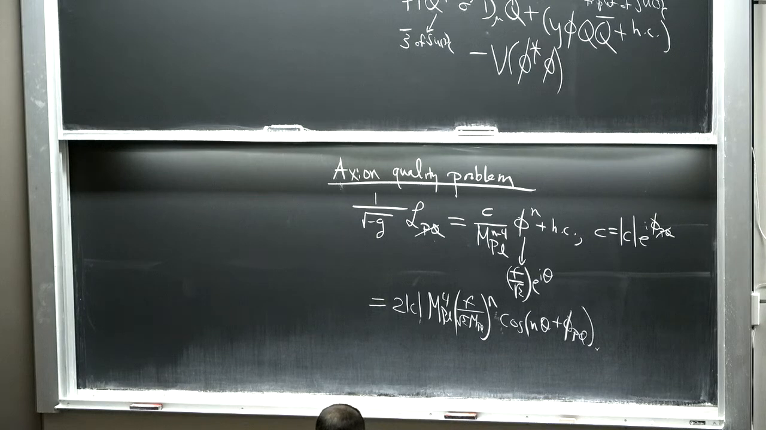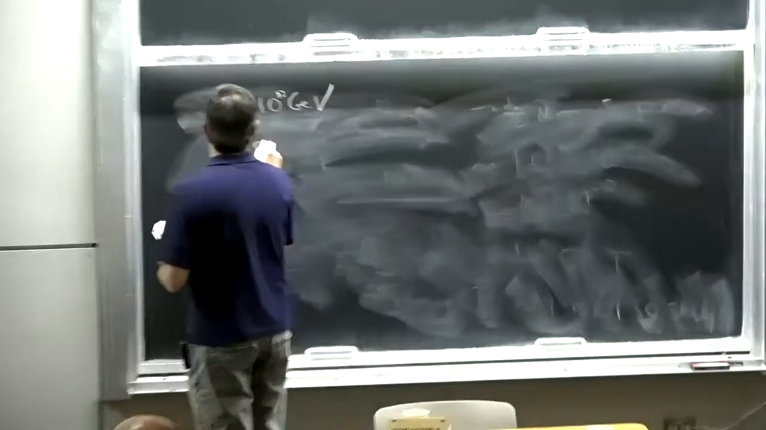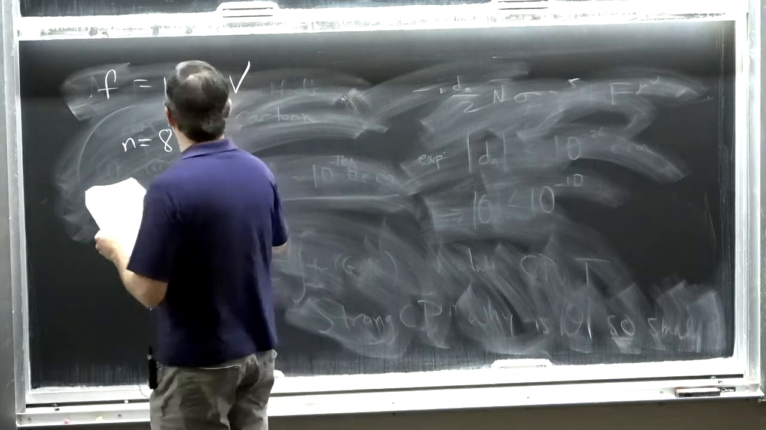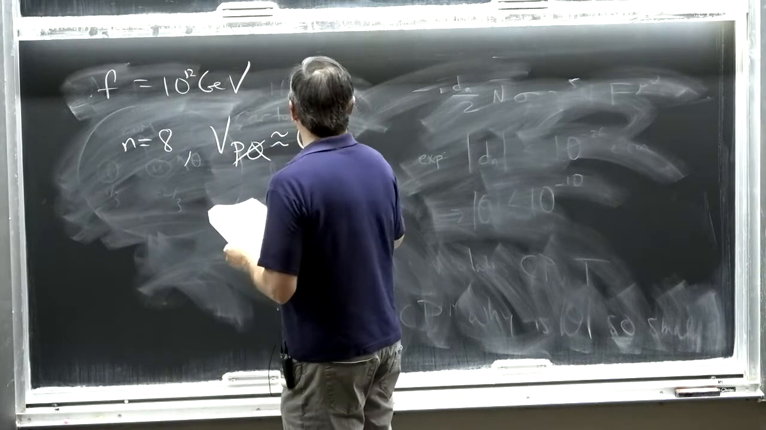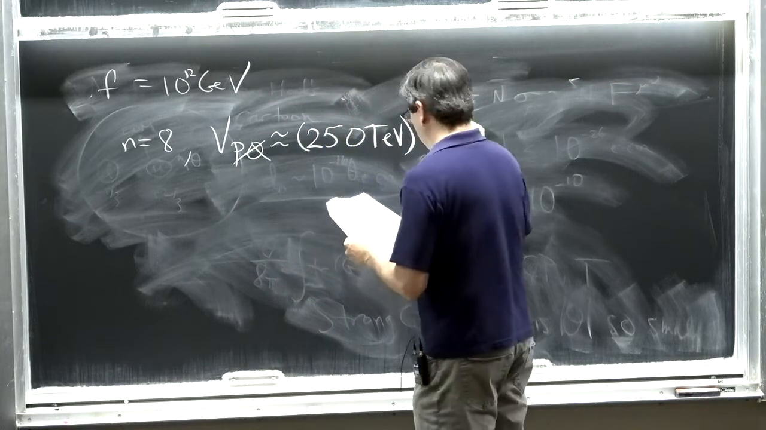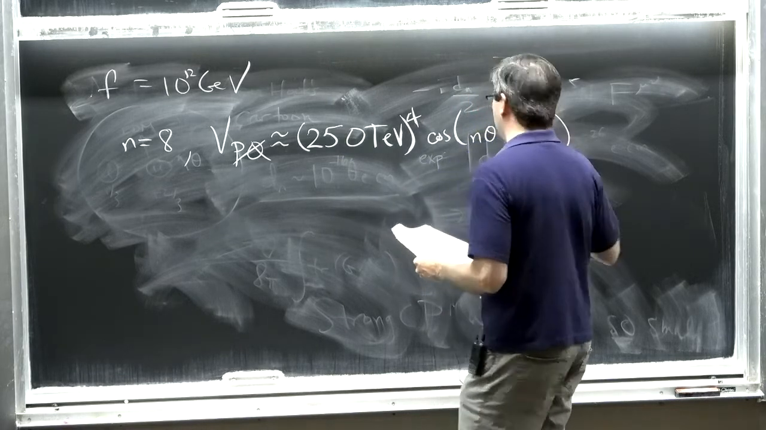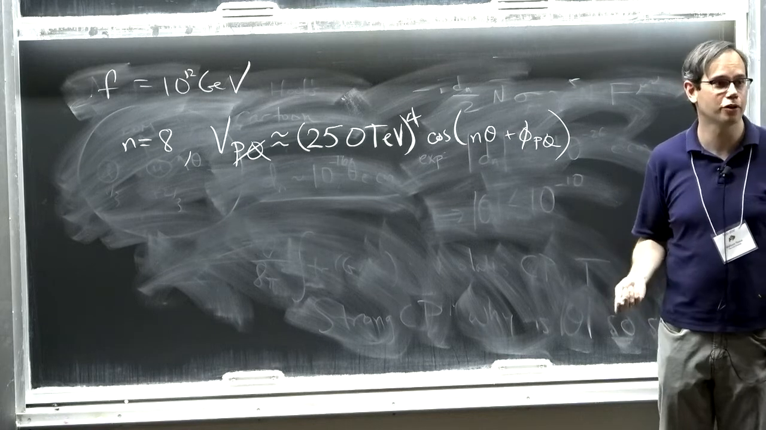Let's take f to be 10 to the 12 GeV, for example. If this little n equals 8, if I have a phi to the 8th over m Planck to the 4th, we can estimate the size of this term, and it's something like 250 TeV to the 4th, times cosine of n theta plus phi pq. That's a lot of orders of magnitude bigger than m pi squared f pi squared.